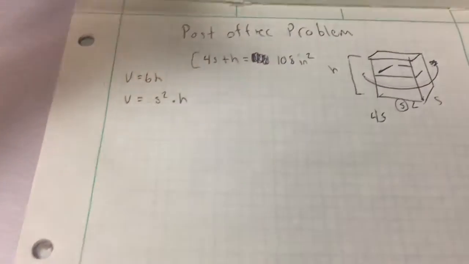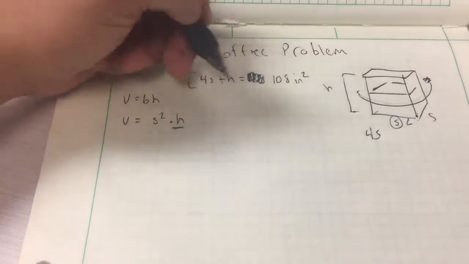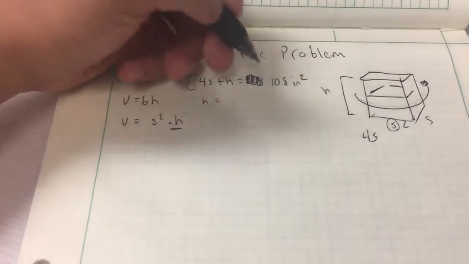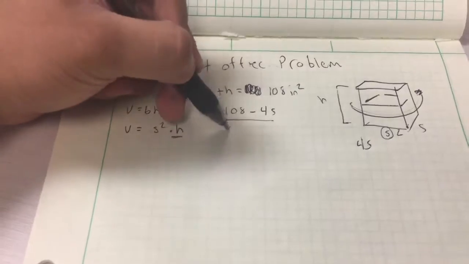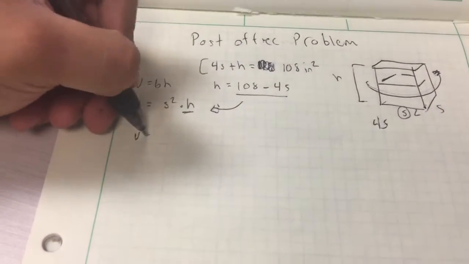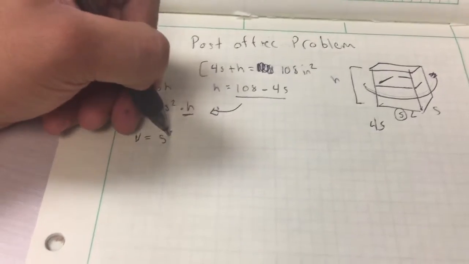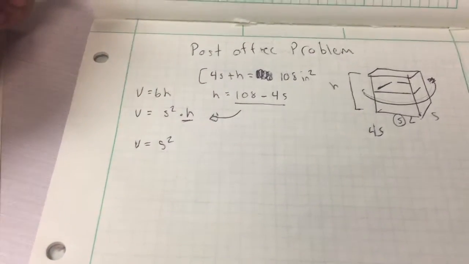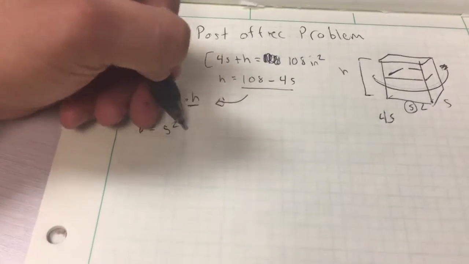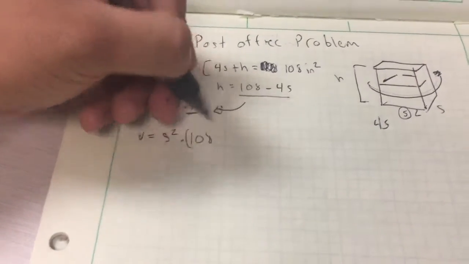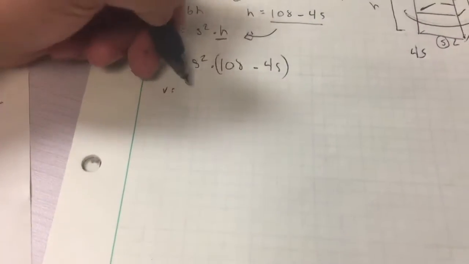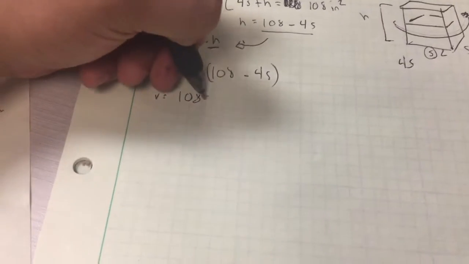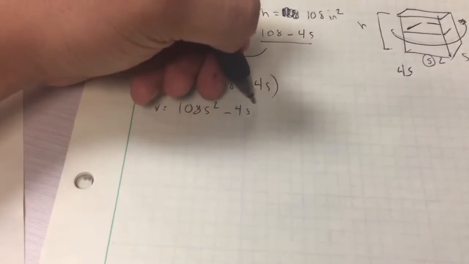And we can use our original equation to find h. So we have h equals 108 minus 4s. So now we can just plug this into here, and we have our equation to find the maximum, the largest acceptable box. So s squared times 108 minus 4s. We just distribute s squared, so you have 108s squared minus 4s cubed.